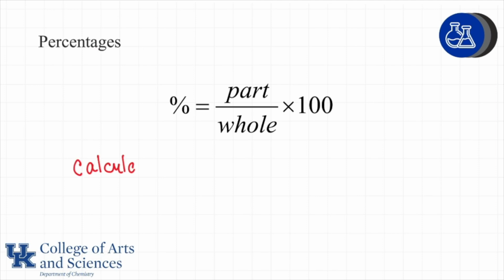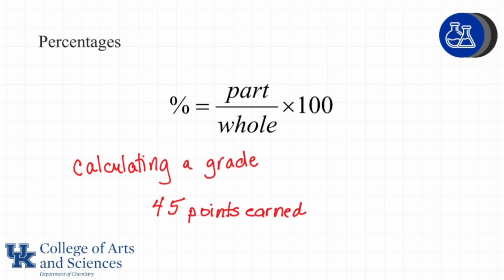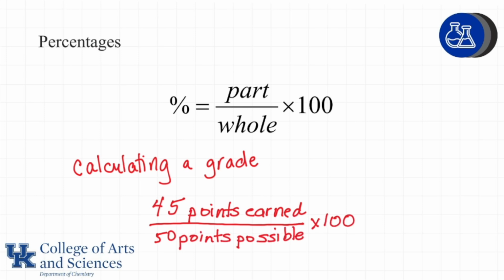For example, when you're calculating a grade, if you had 45 points earned out of 50 points possible, we would say the 45 points earned is the part, 50 points possible is the whole, multiply that by 100, and we get 90%.